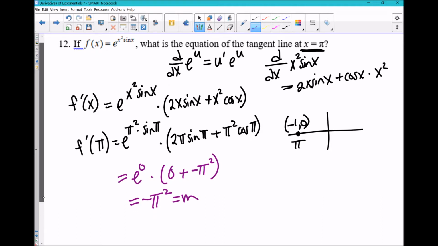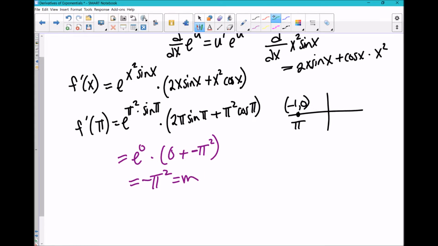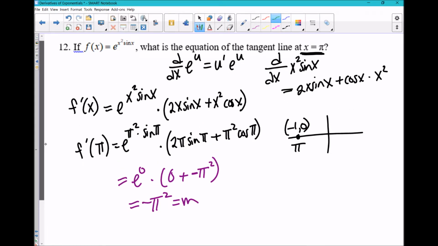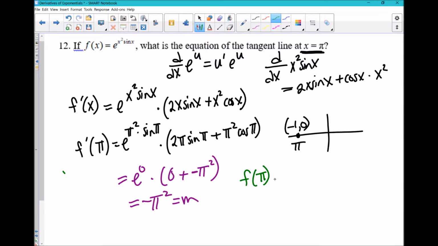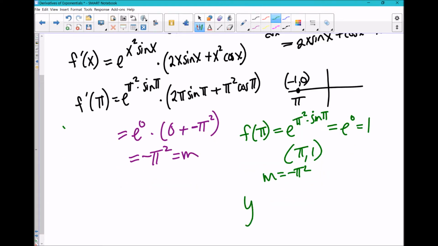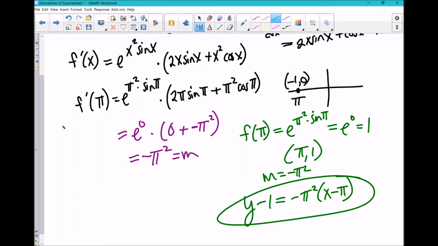So our slope is negative pi squared. We are missing the y value at pi, though. So let's find f of pi. Plugging it back into our original equation would be e to the pi squared times sine of pi. Remember, sine of pi is simply 0, so we have e to the 0, which is 1. So we have a point, pi comma 1, and we have the slope, negative pi squared. We're going to do y minus y1 equals negative pi squared times x minus pi. Okay, icky, but not too bad.